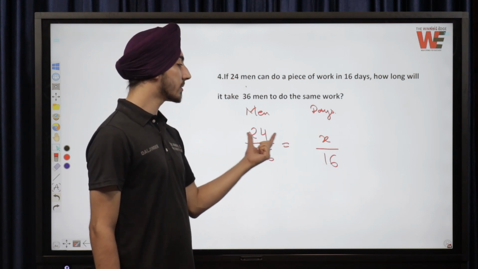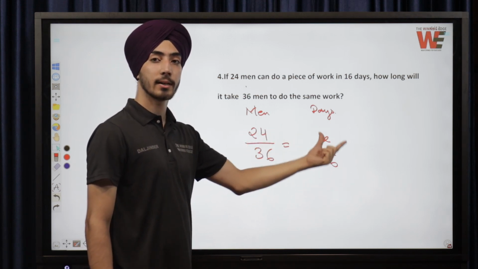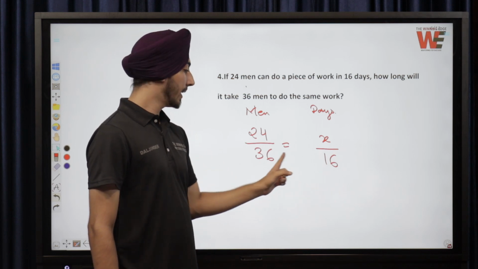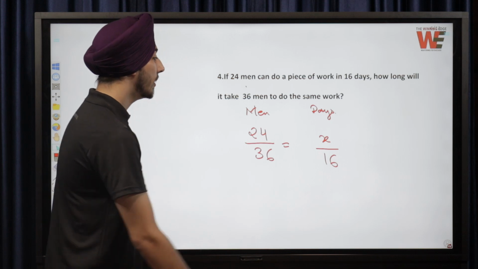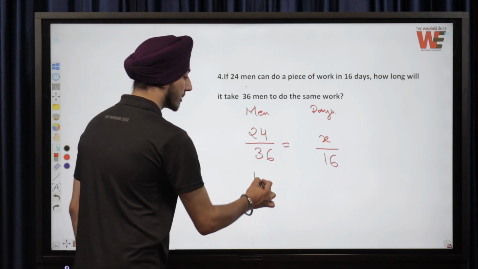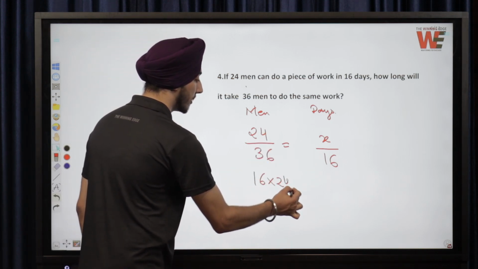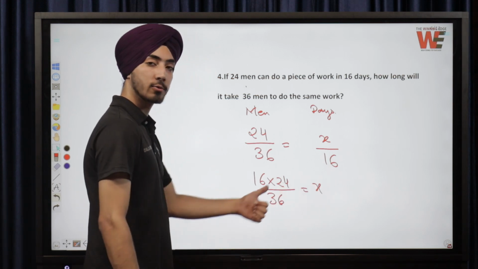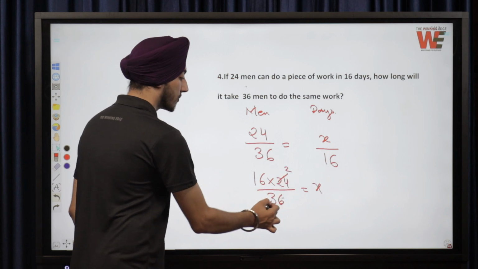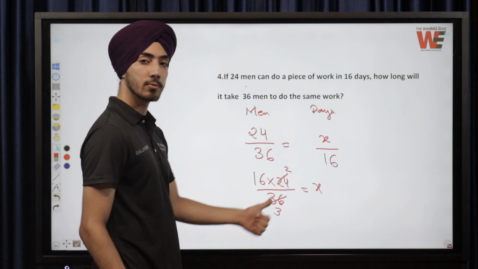So 16 should have been in front of 24, but we'll write it below. X should have been in front of 36, but we'll write it in the numerator. Now we'll cross multiply this. This will become 16 into 24 divided by 36 equals X. Now 12 2s are 24, 12 3s are 36. 16 into 2 is 32.